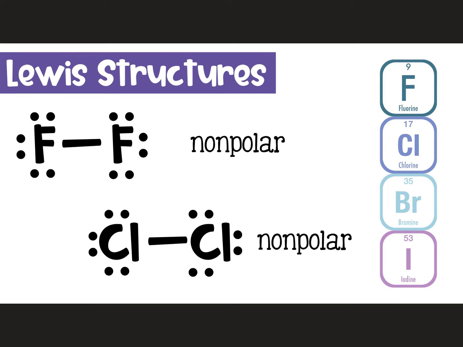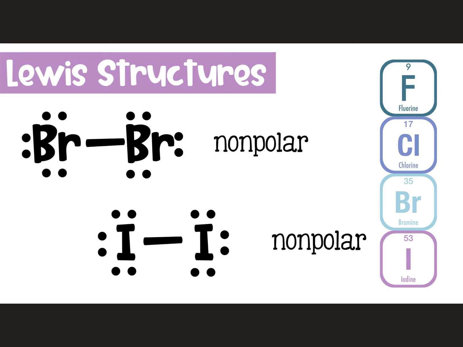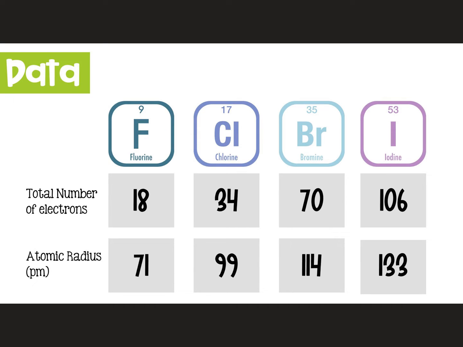Fluorine bonded to itself will be nonpolar. Chlorine bonded to itself will be nonpolar. Bromine bonded to itself will be nonpolar. And iodine bonded to itself will be nonpolar. Notice how all diatomics are nonpolar. Now let's look at some information about these.